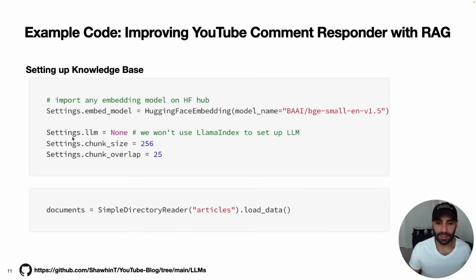With all these settings configured, we can create this list of documents using this simple directory reader object and the load dataset method. Here I have a folder called articles, which contains 3 articles in a PDF format from my Medium blog. And what happens is this line of code will just automatically go through, read the PDFs, chunk it, and store them in this list called documents. So there's actually a lot of magic happening under the hood here.